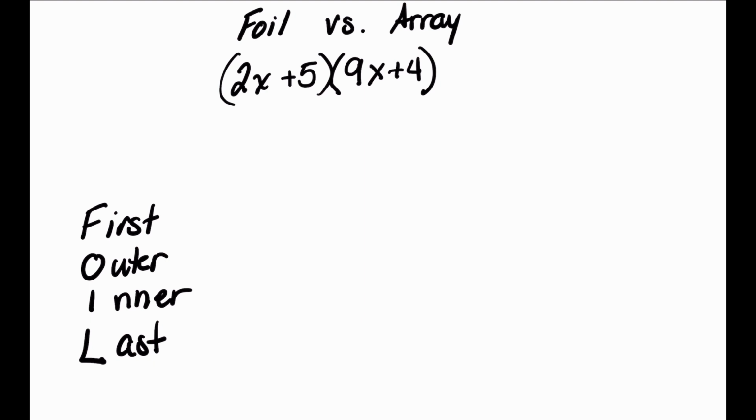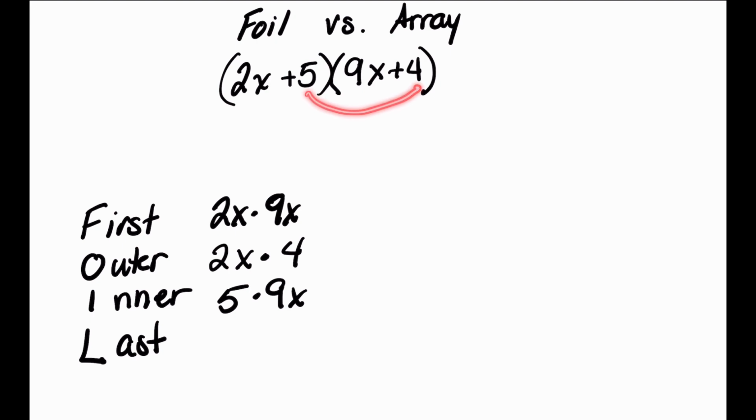So when I think of multiplying these two binomials, literally it's like, how do I multiply the first set of terms, so 2x times 9x. Then the outer terms, the ones that are on the outsides, are the next set, so it'll be 2x times 4. Then you're going to go into the inner numbers, 5 times 9x, and then you do the last numbers, 5 times 4.